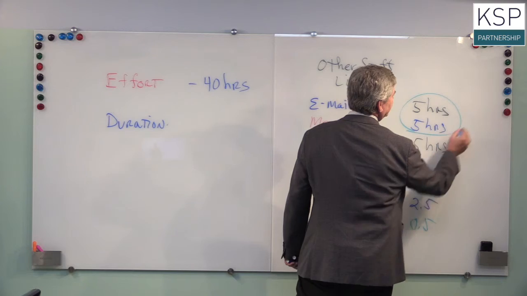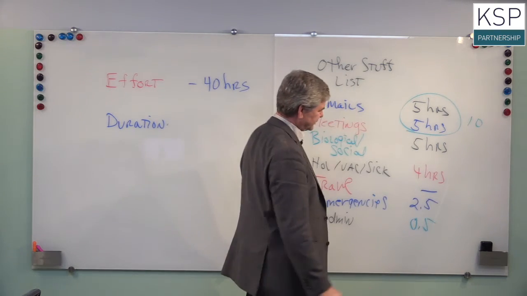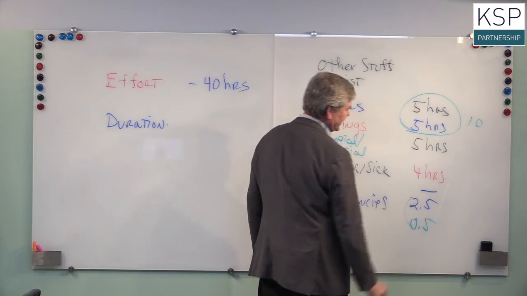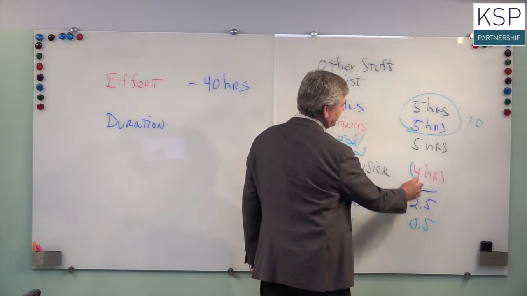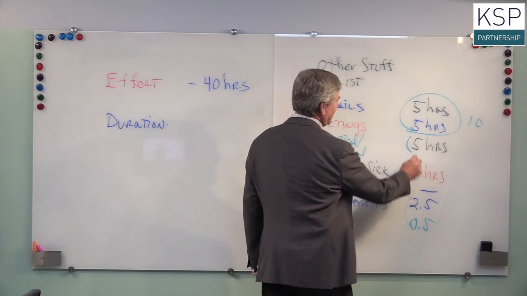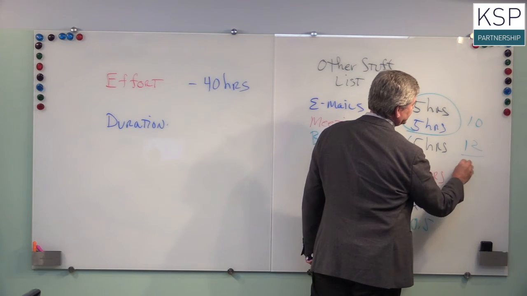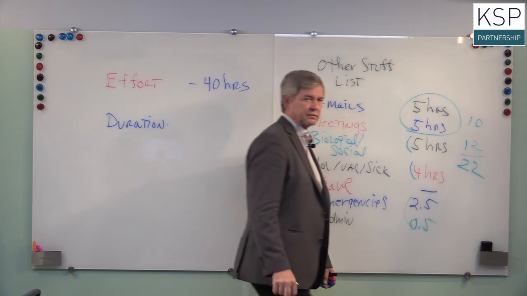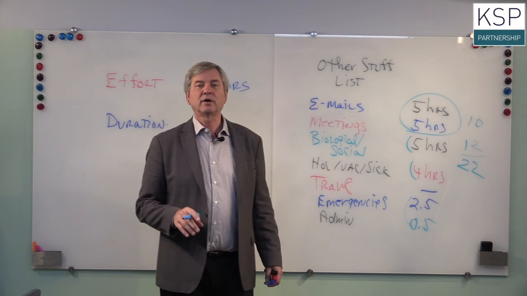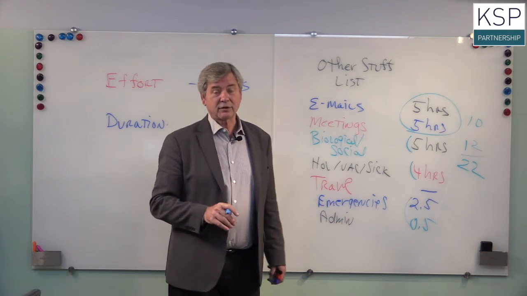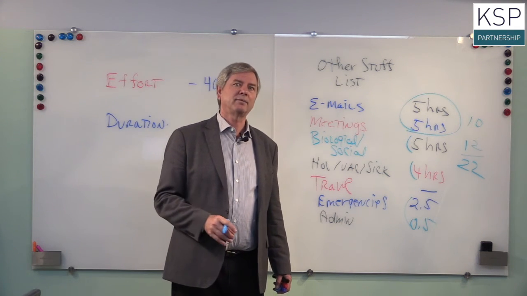Well, this will give me 10 hours. We have 3 down here. We have 4 there. We have 5 there. That's going to be another 12. We're already at 22 hours per week, and we haven't done any work yet, including our normal job or any project work.